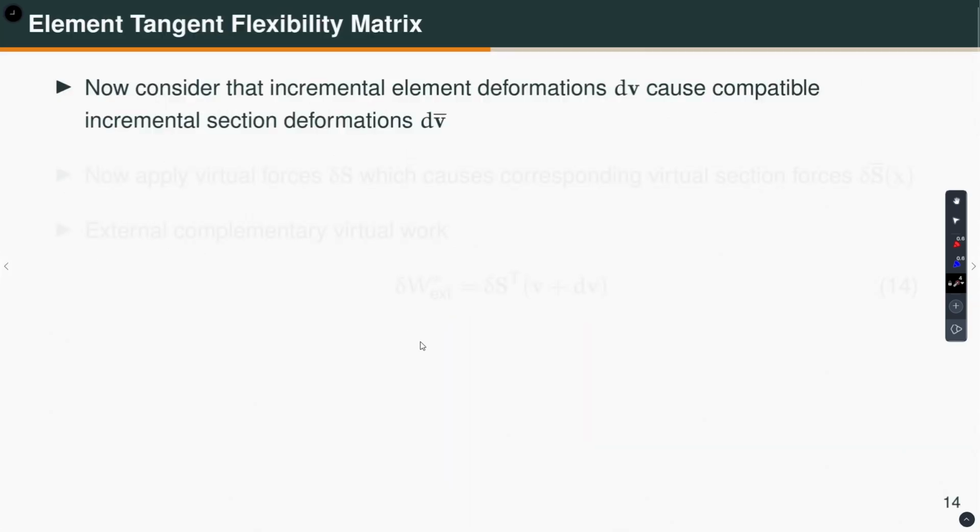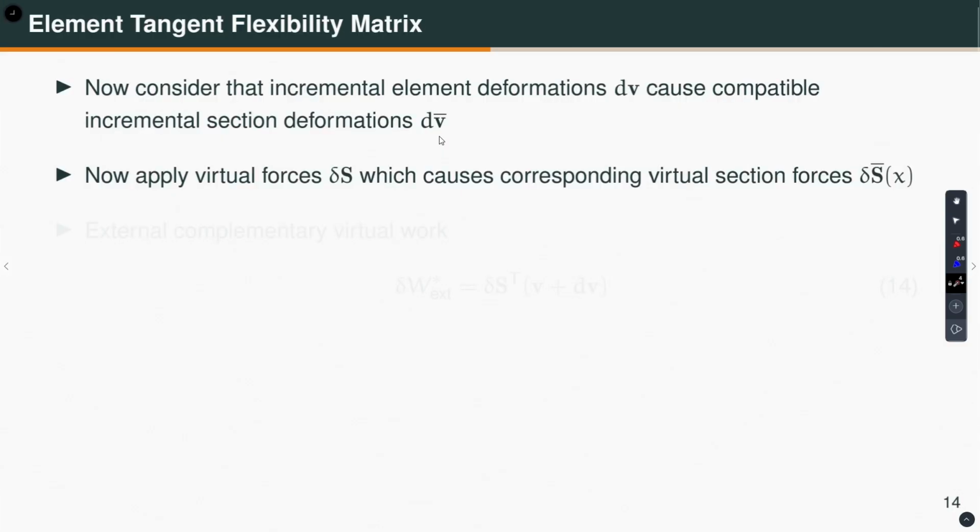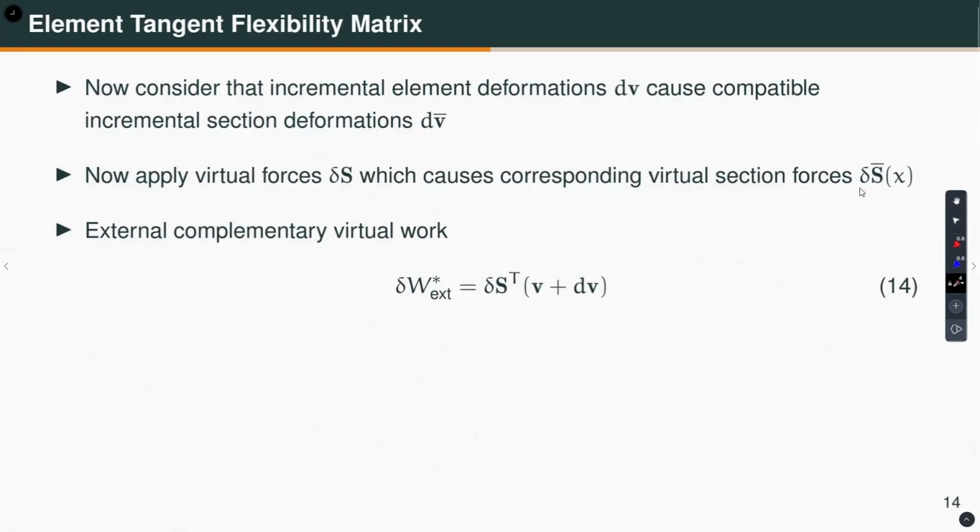To do that, consider that incremental element deformations dV cause a compatible incremental section deformation dV bar. Remember, bar is used at the section level. Now, let us apply virtual forces delta S, which cause corresponding virtual section forces delta S bar x. So, what is my external complementary virtual work? Well, delta W star external.